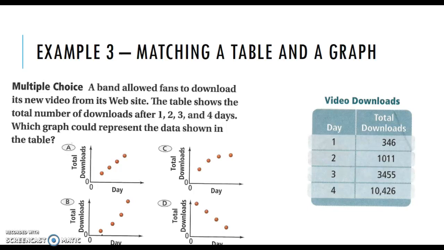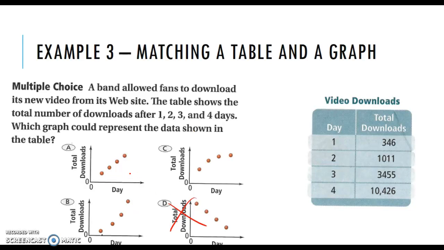So here we are showing the fact that a table and a graph can show the same data. And so in order to choose, we just have to look at which one matches our information. As I look at this, I'm going to look for obvious things. As our days increase, our total downloads increase. So B is going to be a no-go, because as the days increase, our downloads are decreasing. And that's not what happened.